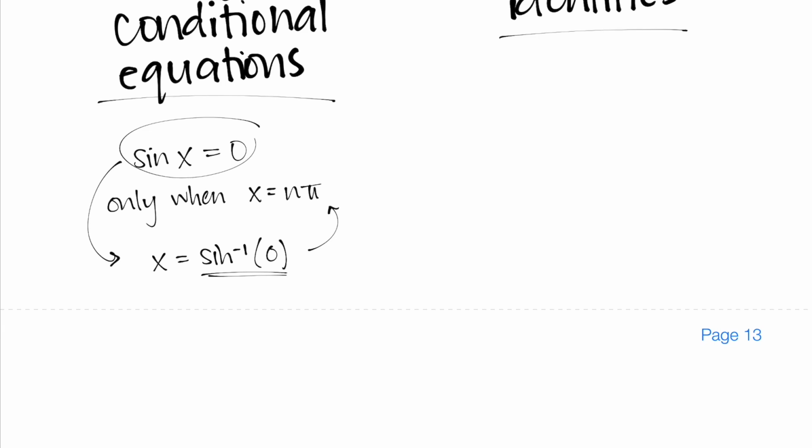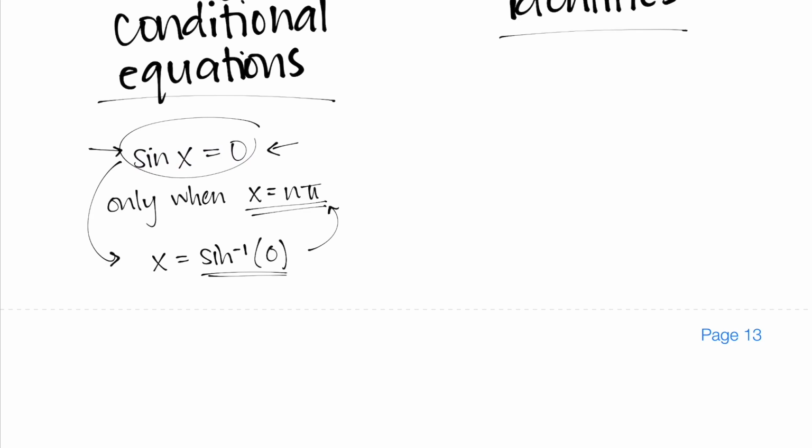And that's what brings us back to the whole idea that x is only equal to some multiple of pi where sine of that value, sine of that angle would be 0. So this is what we call a conditional equation, this first one that we started off with. So sine of x equals 0 is an example of a conditional statement.